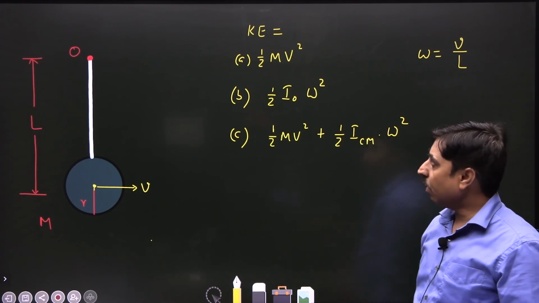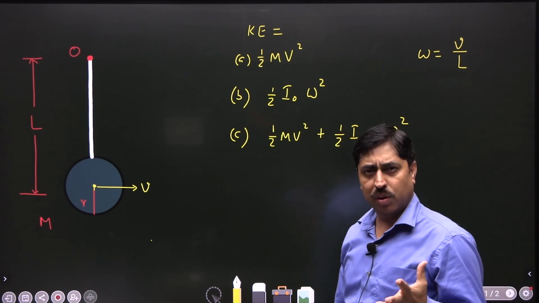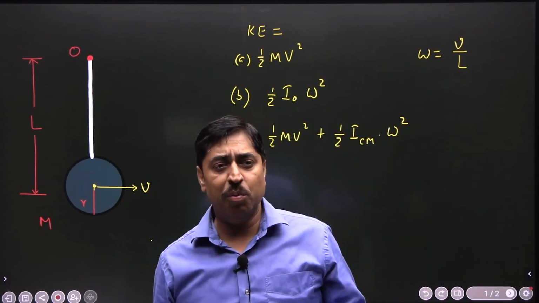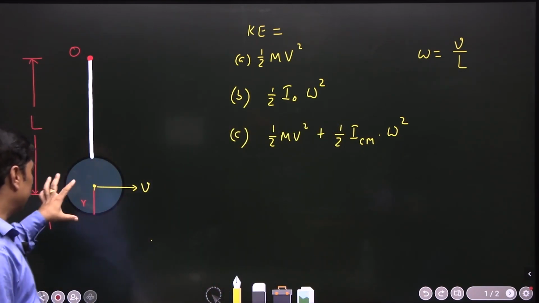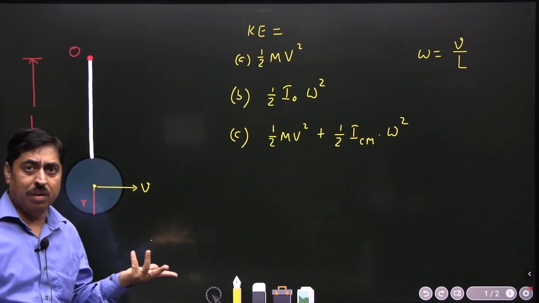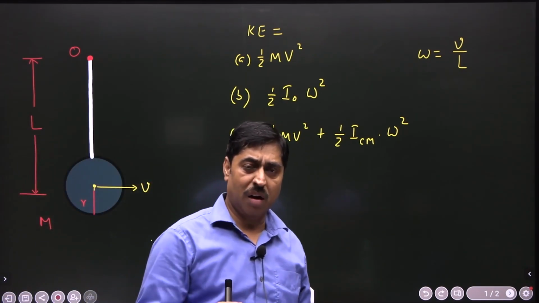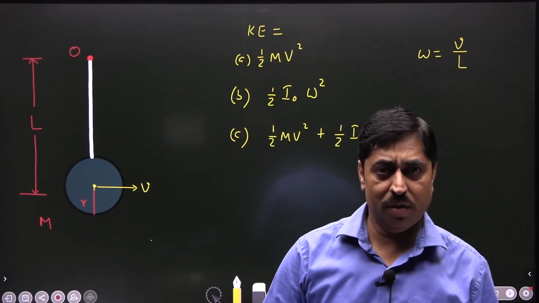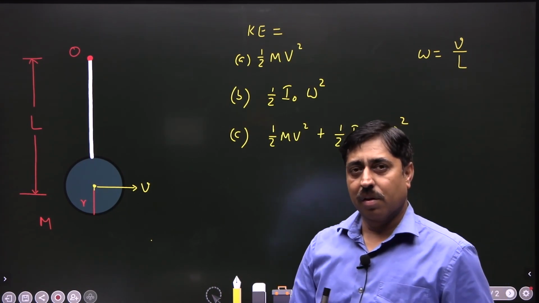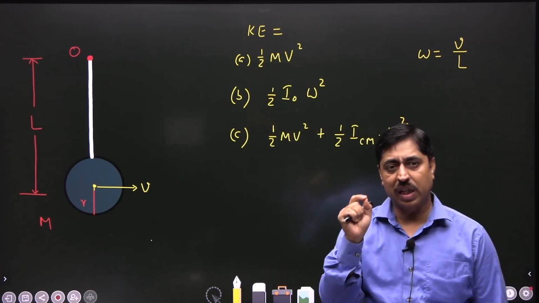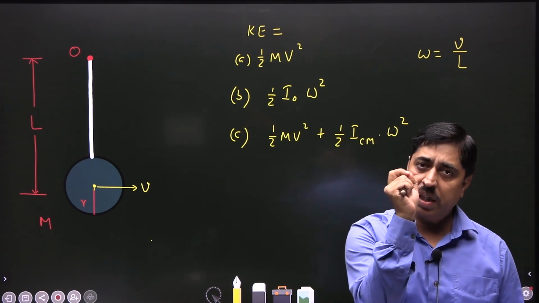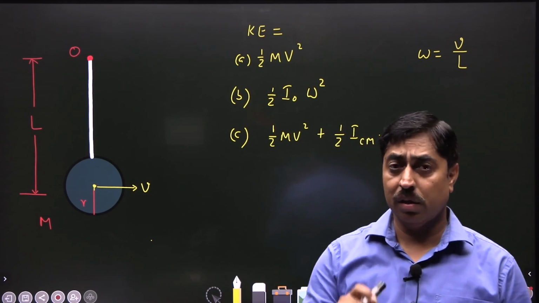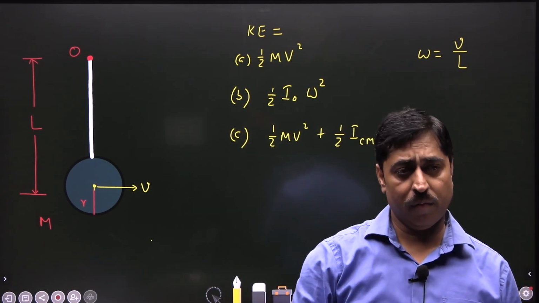Students, the first one may appeal to many of you that it is correct. This object has been given a velocity v, and what's wrong in writing half mv square as kinetic energy? Actually, you can write half mv square as kinetic energy of a body only when each and every particle of the body is moving with speed v.